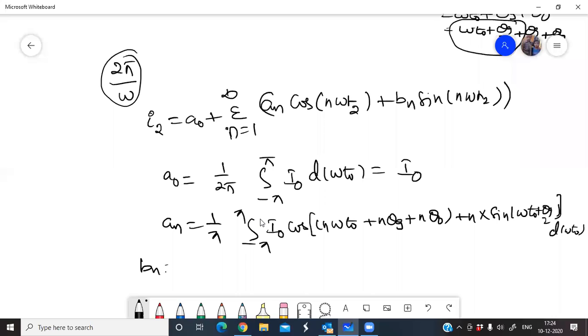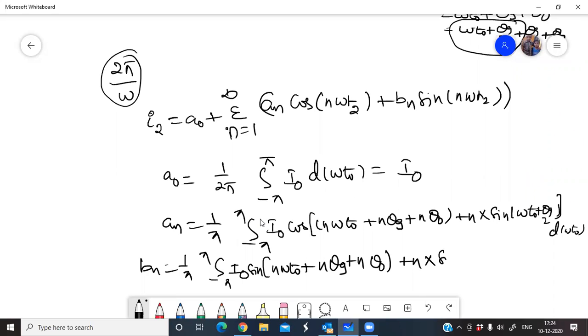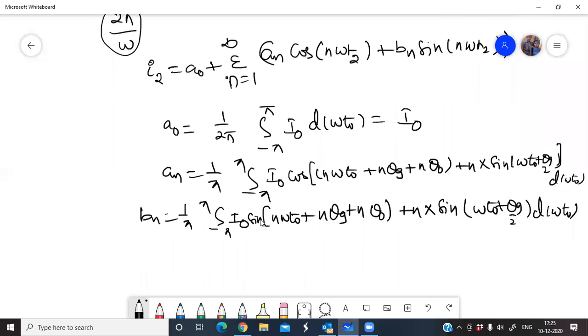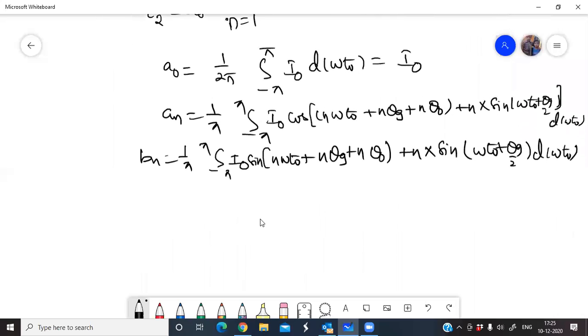And similarly Bn is equal to 1 by pi, integral from minus pi to plus pi of I naught sin(omega t naught plus n theta z plus n theta naught plus nx sin(omega t naught plus theta z by 2)) d(omega t naught). So these are the Fourier series coefficients A naught, An, and Bn for the current at the catcher cavity.